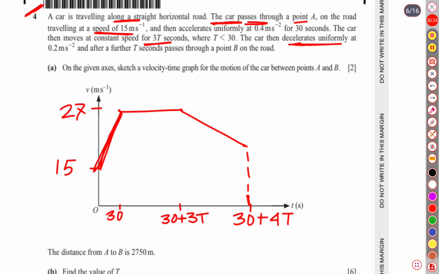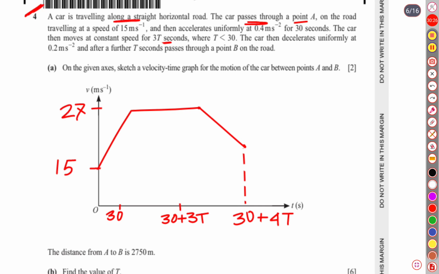Let me show you again. So this is our graph. From here, 30 to 30 plus 3t, this portion is 3t, and if we connect these points, then the time span between 30 plus 3t and 30 plus 4t is actually t. Okay, this is the first part of the solution.